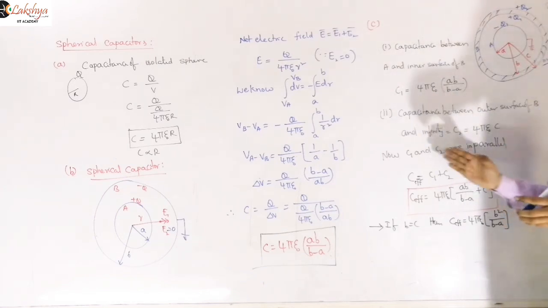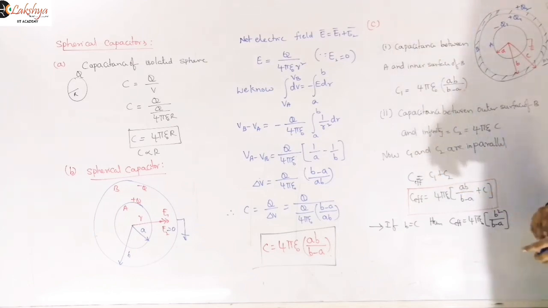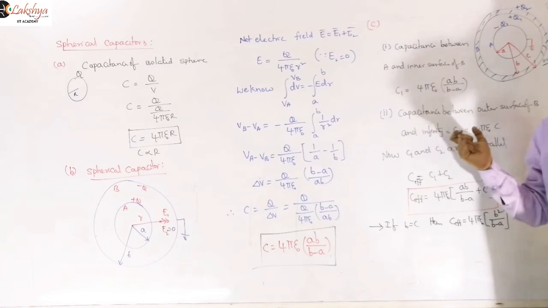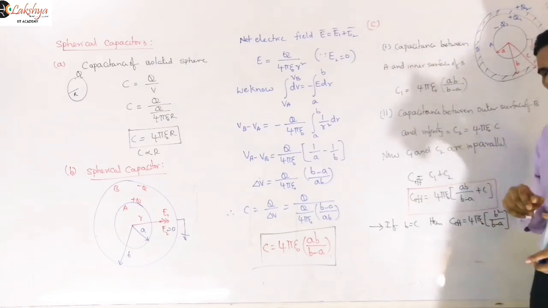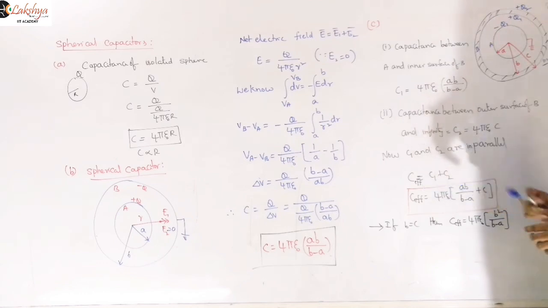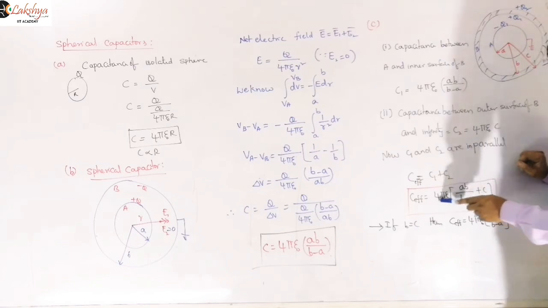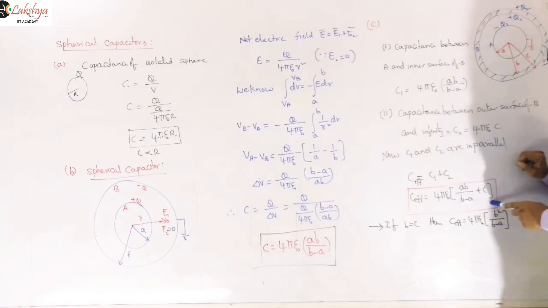So we can conclude that those are in parallel. I am concluding that C1 and C2 are in parallel, because the potential difference across C1 and across C2 is the same. Therefore C effective is equal to C1 plus C2. From this you can write the C1 and C2 expressions, just substitute, taking 4 pi epsilon naught common.